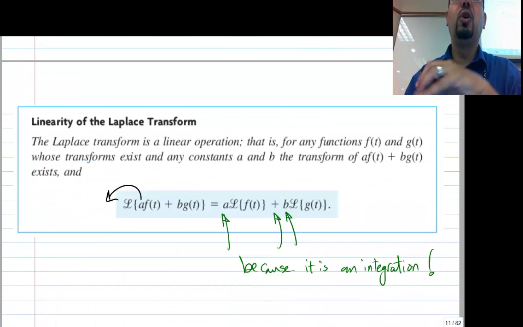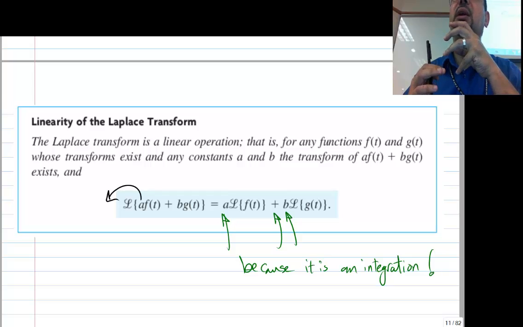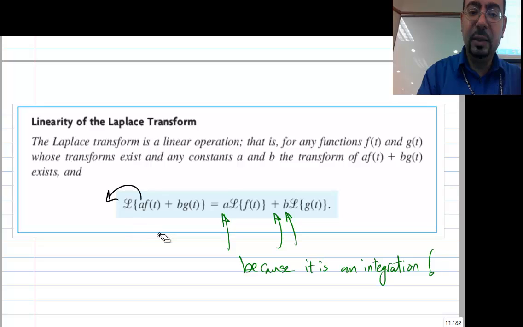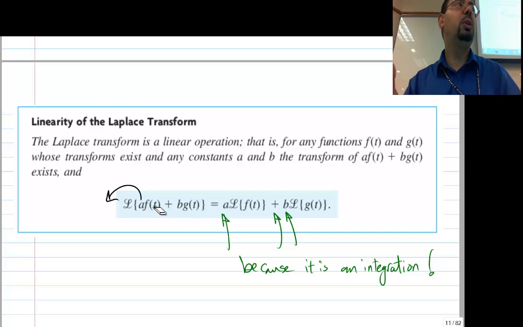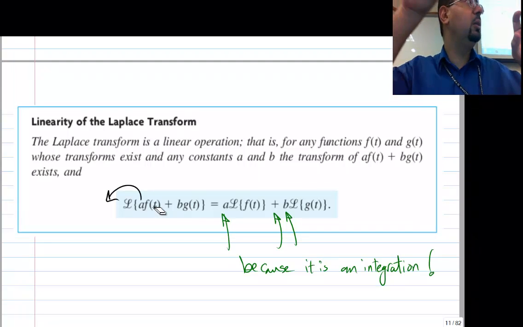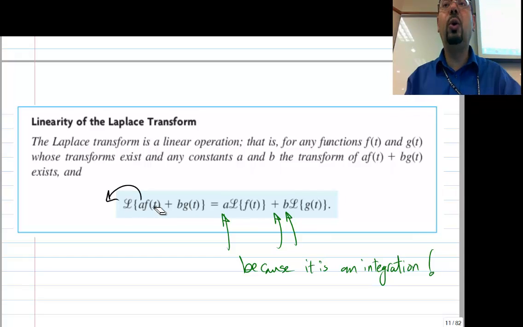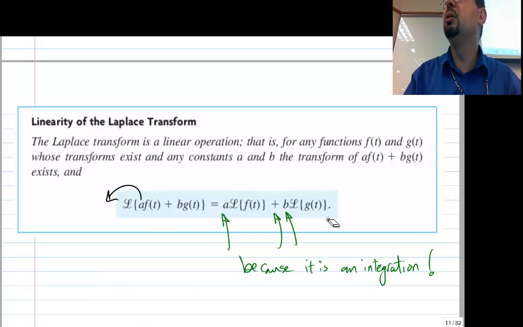Very good. Because the Laplace is integration, if you want to integrate this function, a f of t plus b g of t, what do you do? You split them, right? You split the integration on them. So we will also split the Laplace on them. That's very nice, that it's linear.